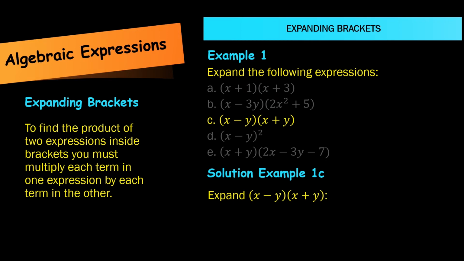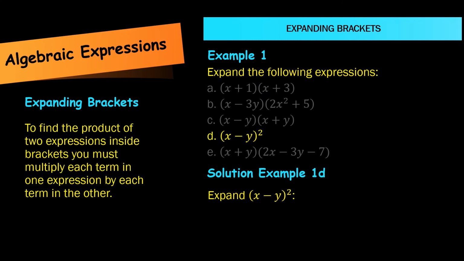We now solve example 1c. Expand the highlighted expression. X times x, x times y, minus y times x, and minus y times y. We tidy up, so xy minus yx is actually 0. So we're left with x squared minus y squared.